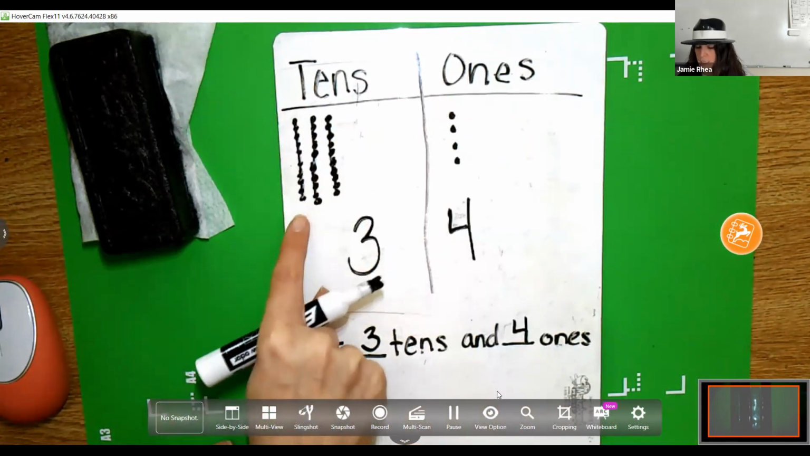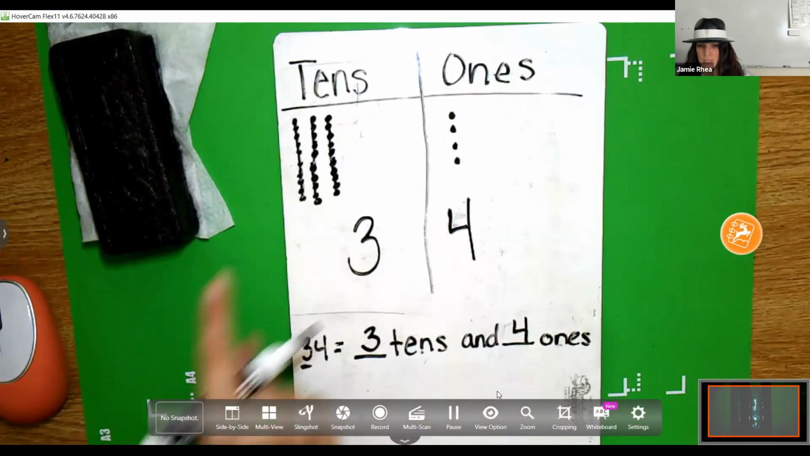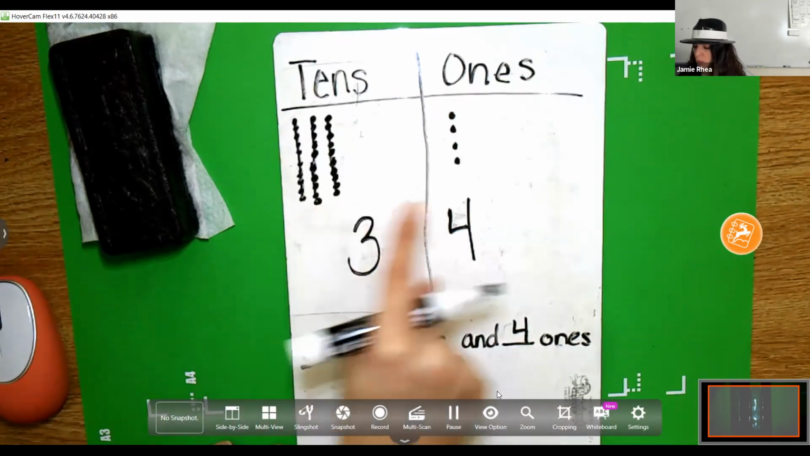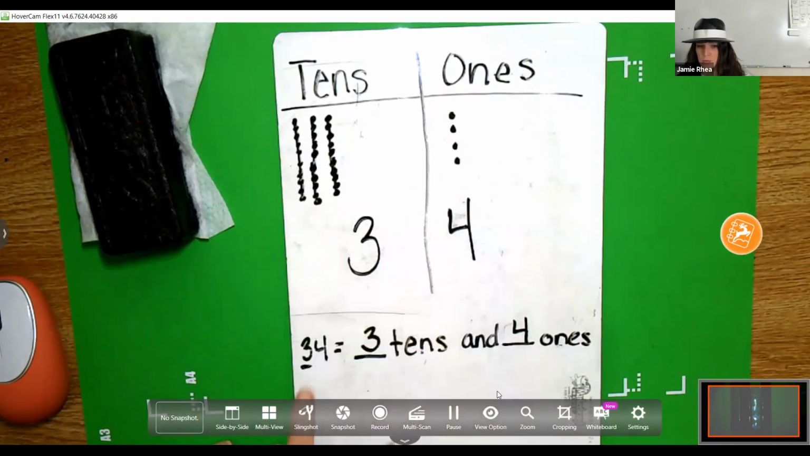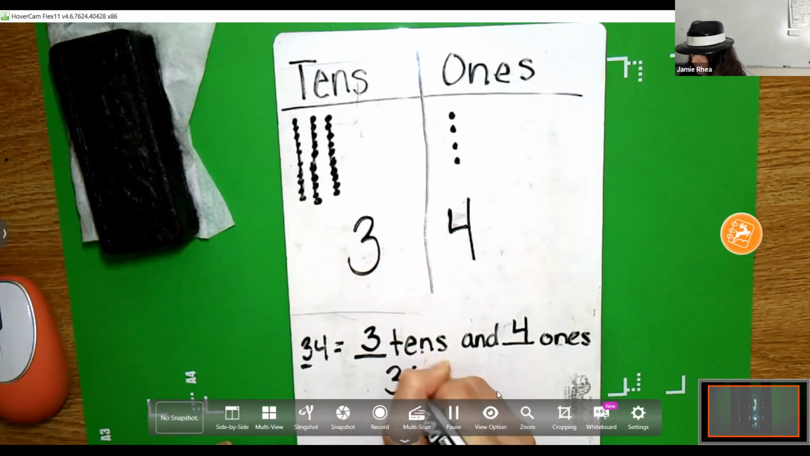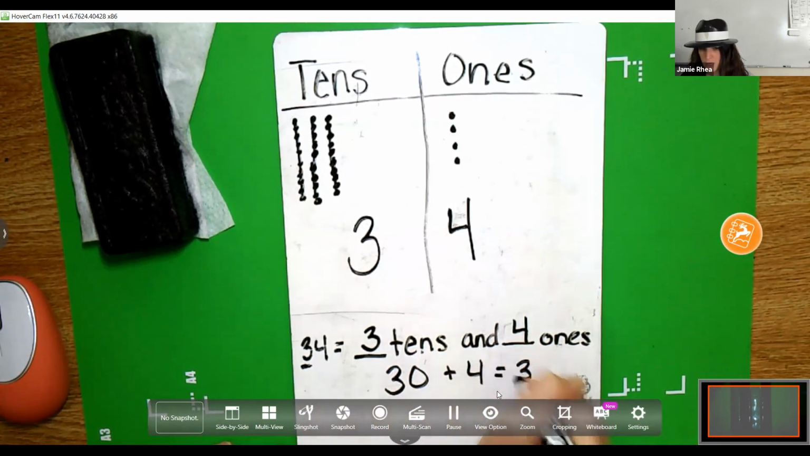Okay, so we have used our place value chart, 34. We showed 3 tens. 3 tens is 30. 4 ones. 3 tens, 4 ones. You can even say 30 plus 4 equals 34.